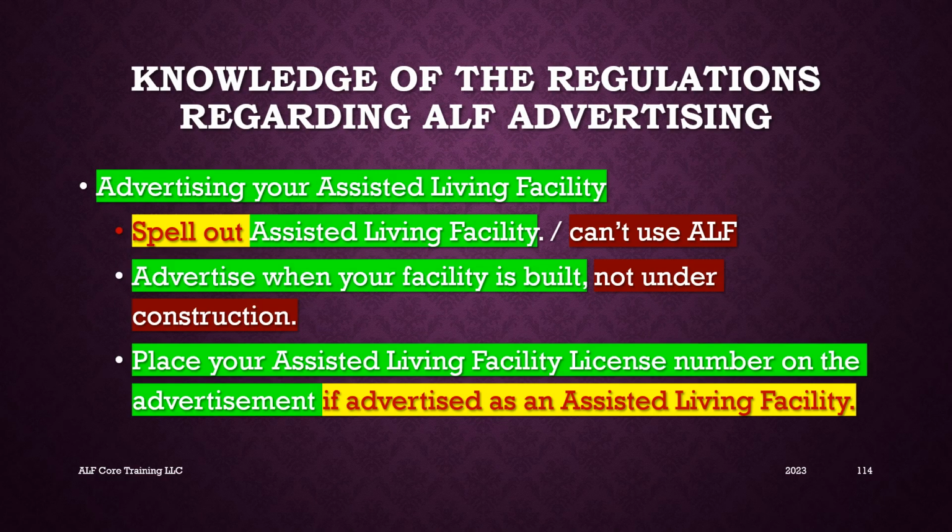Advertising your assisted living facility. Spell out assisted living facility. You can't use ALF. Advertise when your facility is built, not under construction. Place your assisted living facility license number on the advertisement if advertised as an assisted living facility.